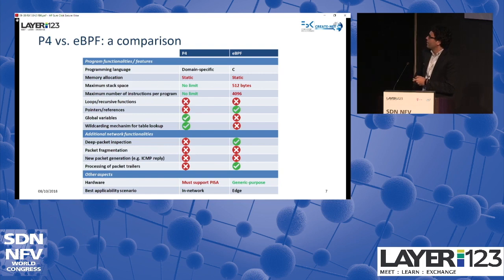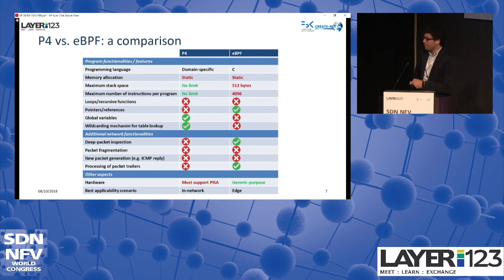Looking at the additional network functionalities, deep packet inspection is not possible with P4, while it's possible with eBPF. Other functionalities like fragmentation and packet generation, important functionalities in my opinion, are not possible in either case, while processing of packet trailers, if needed, is not possible with P4, but it's possible with eBPF.